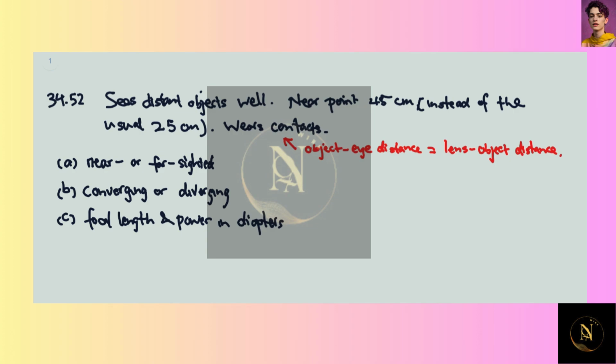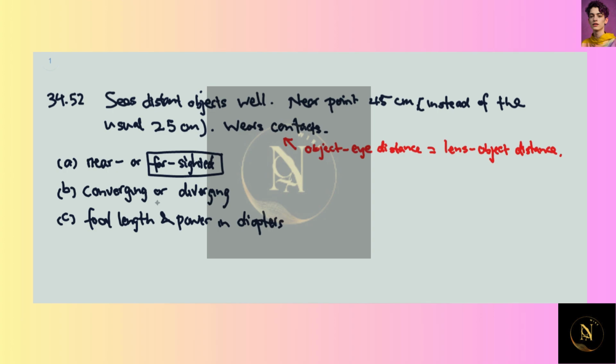In problem 52, we're told that a person sees distant objects well. However, their near point is 45 centimeters instead of the usual 25 centimeters, and this person intends to wear contact lenses to correct their vision problems. With contact lenses, the object to eye distance versus the lens to object distance is the same. In other words, we're neglecting the distance between the eye and the lens itself.